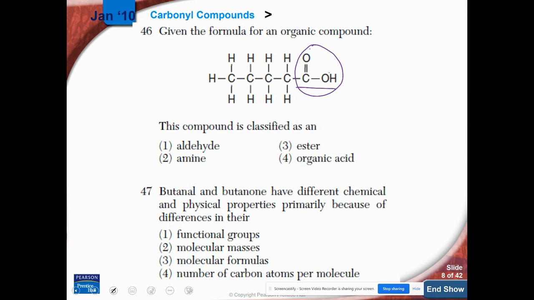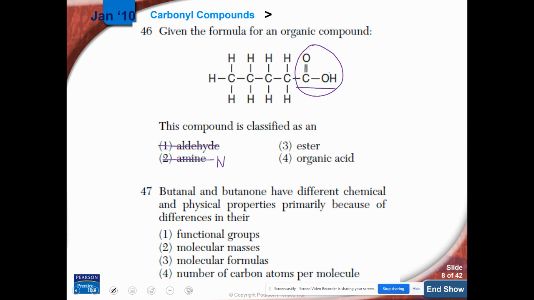So I am not going to do the amine because that's got a nitrogen in there. I don't even see any nitrogen in there. An organic acid has 2 oxygens. An ester has 2 oxygens. And an aldehyde only has 1 oxygen. So now I've narrowed down my choices just by looking at the fact that there are 2 oxygens and no nitrogens. So it's either an ester or an acid.